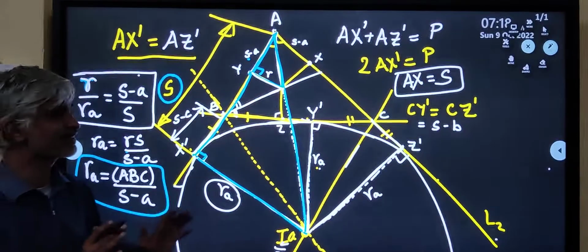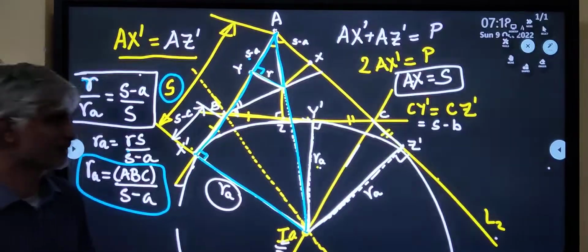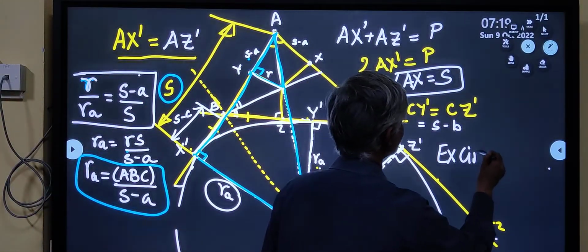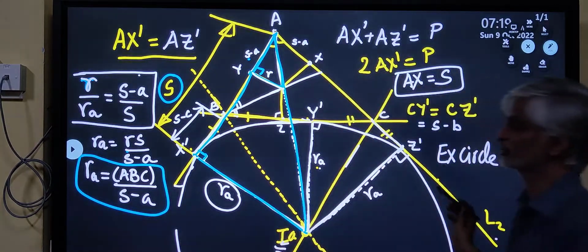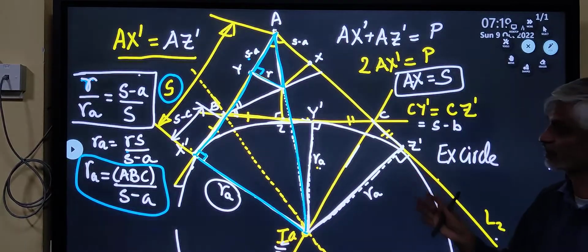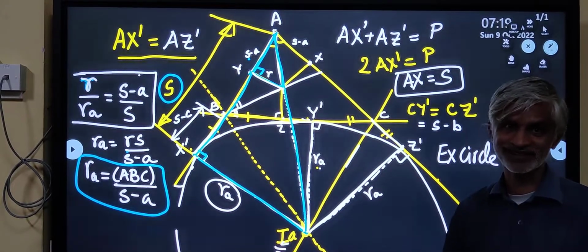But I think this completes the discussion on the excircle. Like I said, I think my diagram wasn't too bad, but I would urge you to read this up from the book. We've gone through all the main ideas. Alright, let's stop this lesson here. All the best.